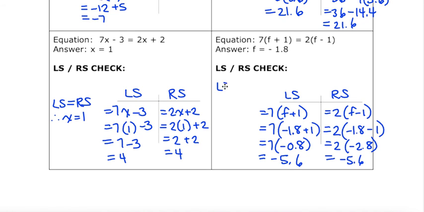So the left side equals the right side, which is what I want. That makes me know that for certain I have my answer correct. So f is equal to negative 1.8.